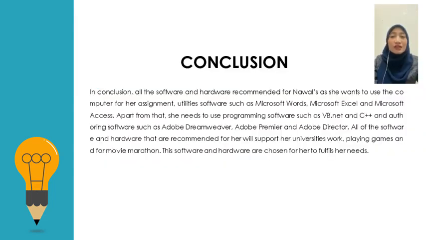In conclusion, all of the software and hardware recommended for Nawal, as she wants to use the computer for her assignment, utility software such as Microsoft Word, Microsoft Excel, and Microsoft Access. Apart from that, she needs to use programming software such as VB.NET and C++, and authoring software such as Adobe Dreamweaver, Adobe Premiere, and Adobe Director. All of the software and hardware that are recommended for her will support her university's work, playing games, and movie marathon. The software and hardware are chosen for her to fulfill her needs.